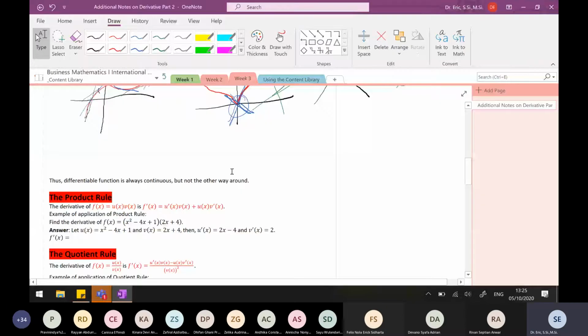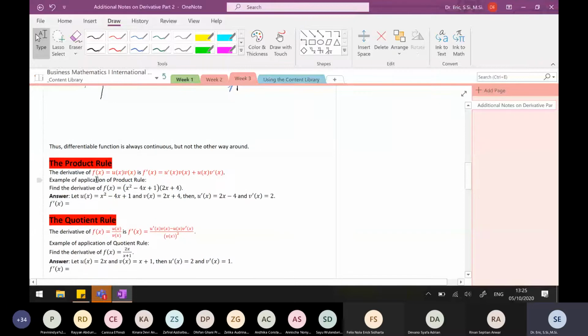Okay, now I'm going to continue with the product rule. The derivative of f(x) where f is u times v. This is usually taught in high school, but don't worry, you can just start it out here. If you have u times v, the derivative, you can see on the slide, is given by u prime v plus u v prime.